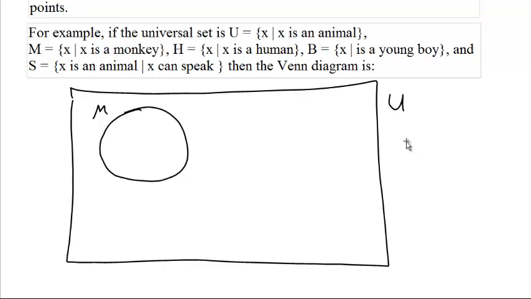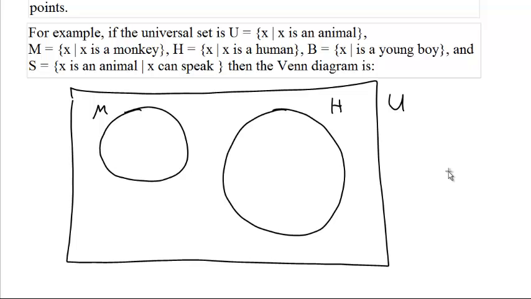Let's see M. M is a circle. These are all the monkeys. They are some of the animals, and everything in here is a monkey. Everything outside of here is not a monkey. Human beings. All human beings are non-monkeys, so there's no overlap. If there were some things that were monkeys and human beings, these shapes would have to overlap, but they don't. They're what we call disjoint.